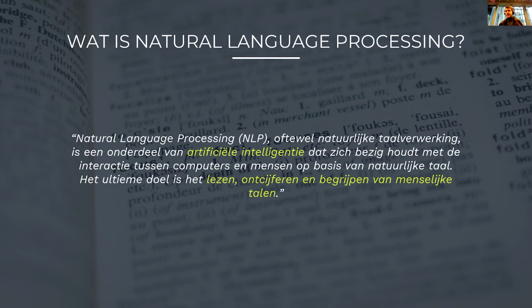We're going to try and give some kind of definition. I know it's a bit of a cheesy way to start a presentation, but it gives us a good point to start a discussion. Natural language processing, or it's the same thing in Dutch, is a part of artificial intelligence that occupies itself with the interactions between computers and humans based on, and so this is a bit of a vague concept, natural language. The ultimate goal is to read, decipher, and understand human languages.